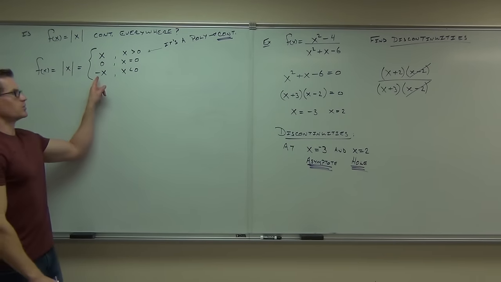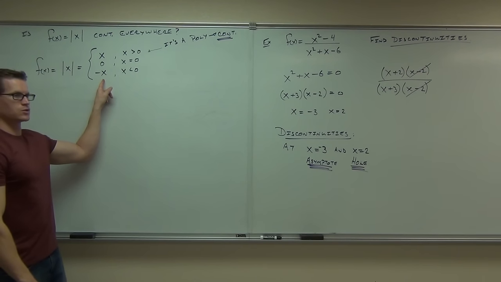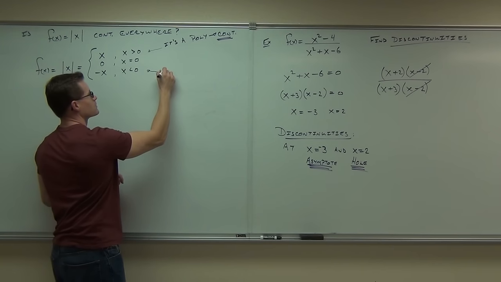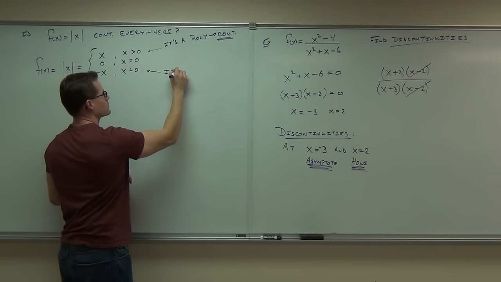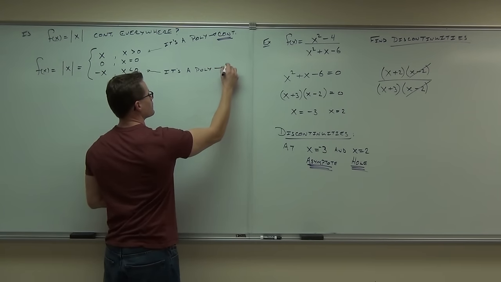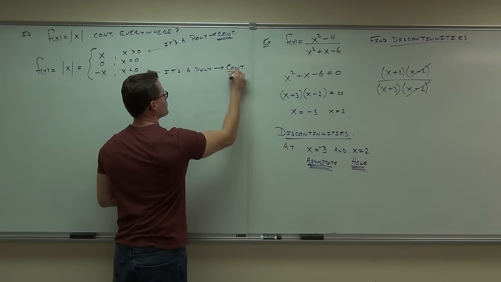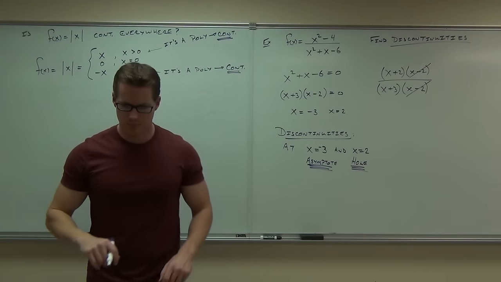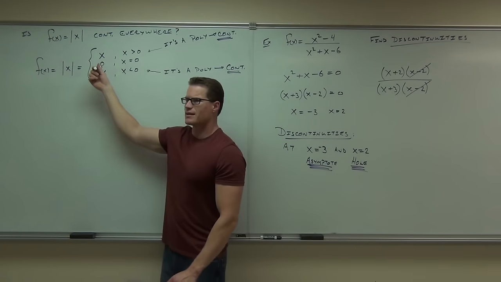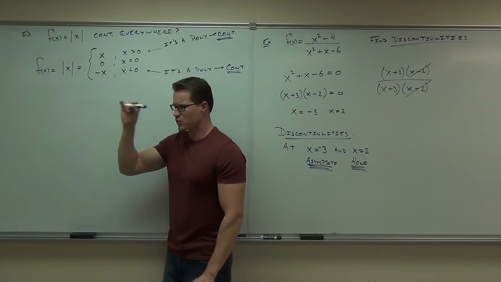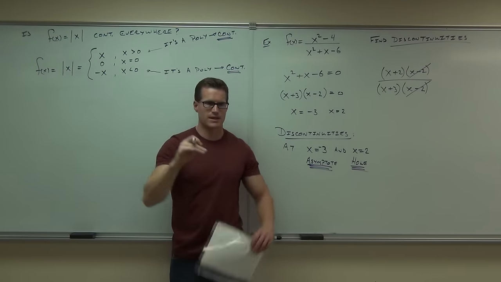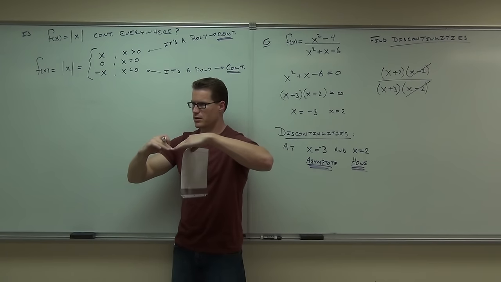Hey, is this a polynomial? Sure. That means it's continuous. Now, that is technically a polynomial, right? That's just that one, but it's one single point. This is the point 0. So when you get 0, it gives you 0. That's where you come together on your absolute value.